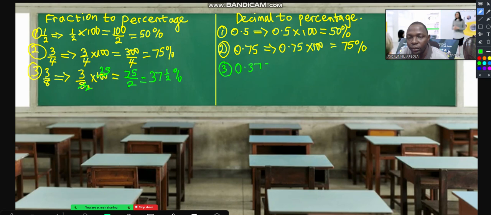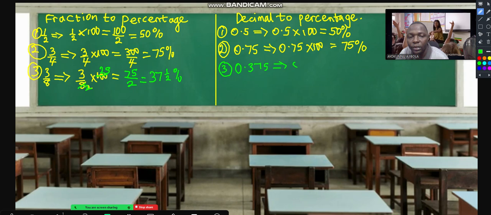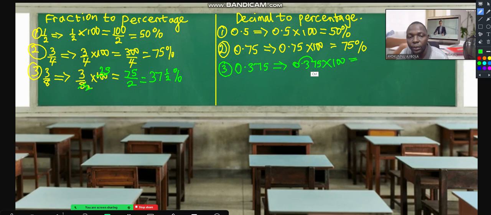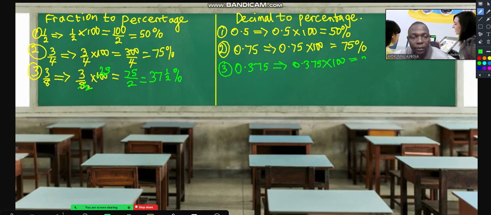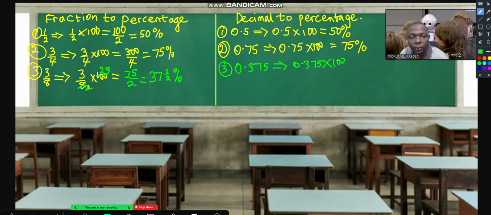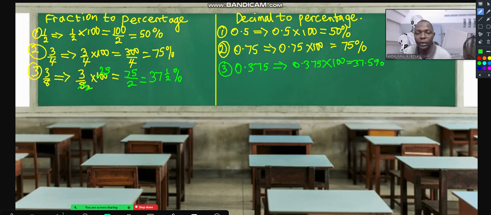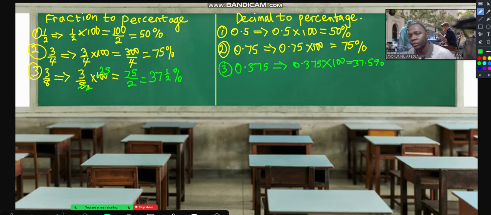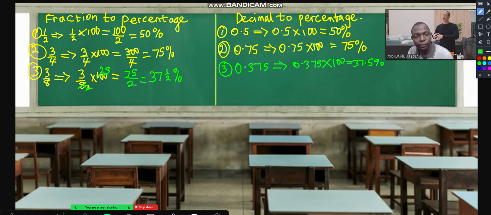So the same thing with 0.375. To percentage means 0.375 times 100. So you shift your decimal point 2 steps. 1, 2, because I'm multiplying by 100. If it's by 10, you shift it only 1 step. So 1, 2 means 37.5. So 37, you now introduce your point and 5. So that will be 37.5%. So this is how to convert between decimal, percentage, and fraction. Okay, we're going to continue shortly.